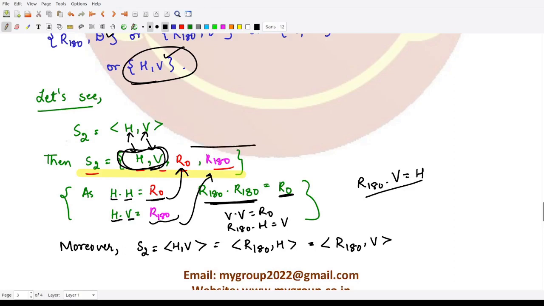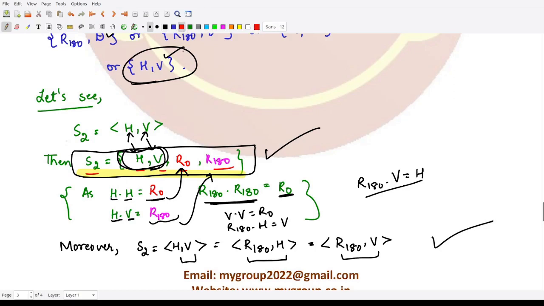So therefore these are the possible elements which are present in our group, and hence this becomes the second subgroup of order 4, right? And moreover, if you in a similar manner check for the subgroups generated by R180, H and R180, V, they would be the same as this one. Hence we obtained our second subgroup from here.